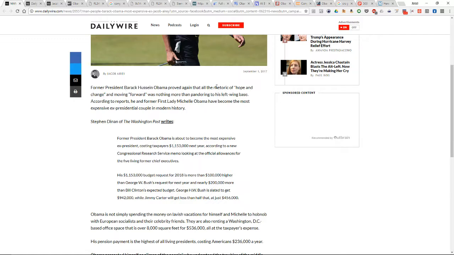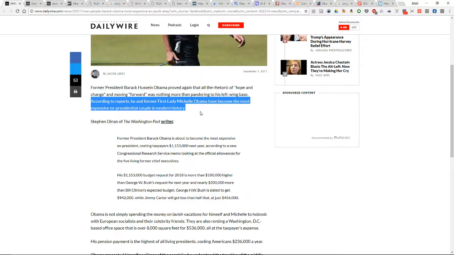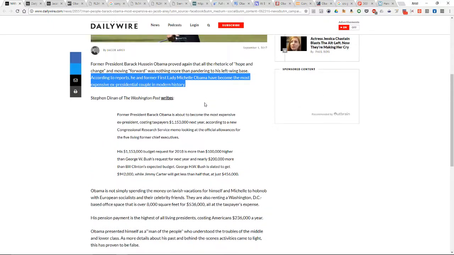And then of course, rhetoric of hope and change was nothing more than pandering to his left wing base. Obviously that's a very biased sentence. He and the first lady have become the most expensive ex-president in modern history. And then you go, Stephen Dinan of the Washington Post writes, and you're like, whoa, hold on, the Washington Post. Well, that's actually a credible news source. That's good. They'll probably have some great writing on it.